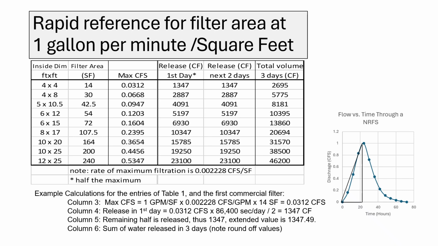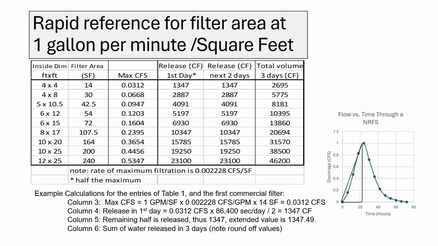Walking through the example calculations helps clarify how each column in that table is derived. For column 3, the maximum flow in cubic feet per second is found by taking 1 gallon per minute per square foot, multiplying by the conversion factor of 0.002228 cubic feet per second per gallon per minute, and then multiplying by the filter area of 14 square feet, which gives 0.0312 cubic feet per second.